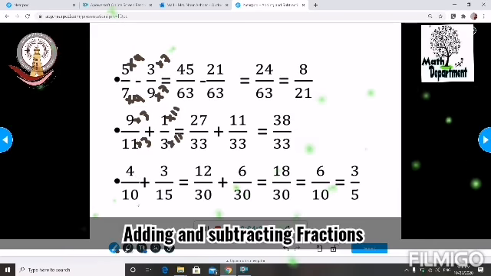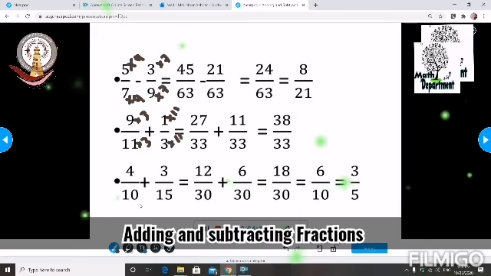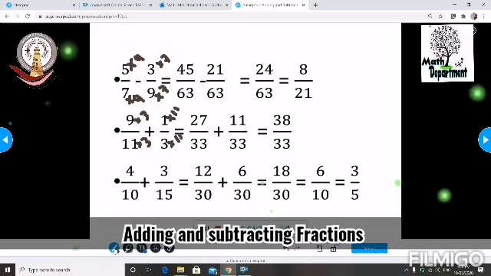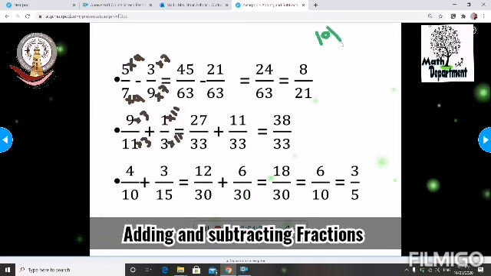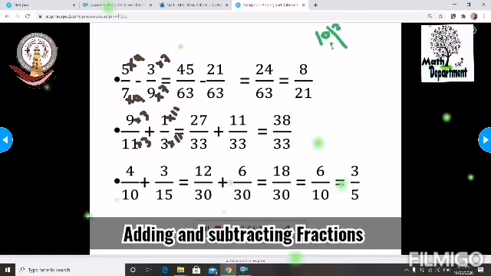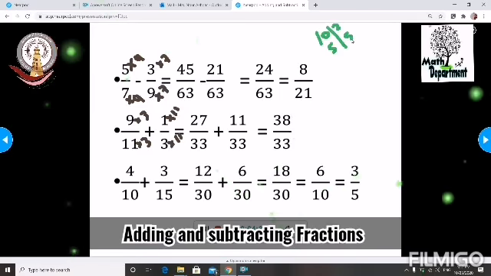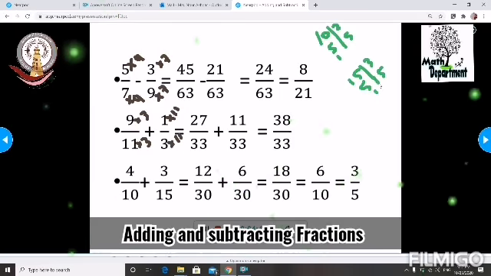Let's look at this example. 4 over 10 plus 3 over 15. 10 and 15 are not related. So 15 is not a multiple of 10. 15 is not a prime number and 10 is not a prime number. So what I have to do now to find their LCM is to make prime factorization. So I'm going to make the prime factorization of 10. It's 2, 5. 5 is divisible by 5, and here it's 1. And I make the prime factorization of 15. Here it's 3. So 5 is divisible by 5, and the answer is 1.